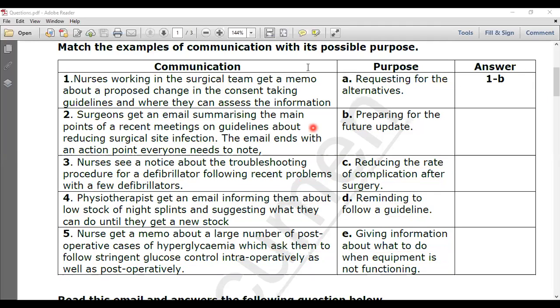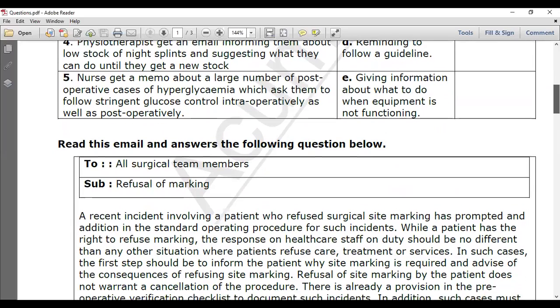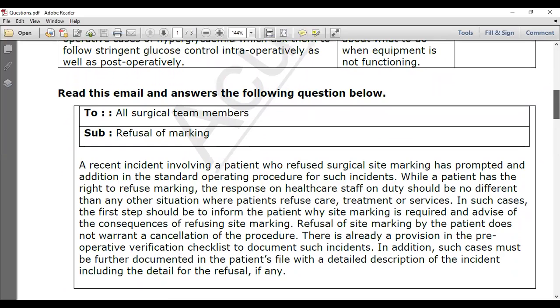When you look at purpose questions, again, as I discussed here, the verbs are very, very important. Reminding, preparing, reducing, giving information. If you pay attention to the verbs, it could be very easy for you to differentiate between the answer choices. So whenever you are dealing with purpose questions, be very careful with the verbs that you have in the answer choice. They can make a real difference in the way you approach the answer choices. So now let us look at one such question, right?